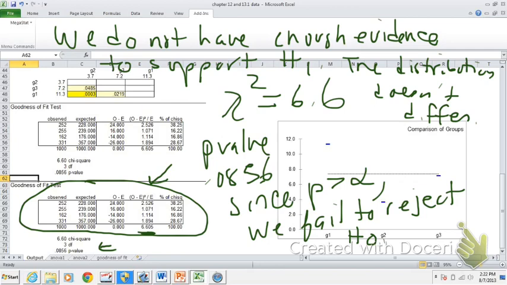Okay, hope that helps. That will be your goodness of fit test. And like I said, I won't require you to do that by hand this term.